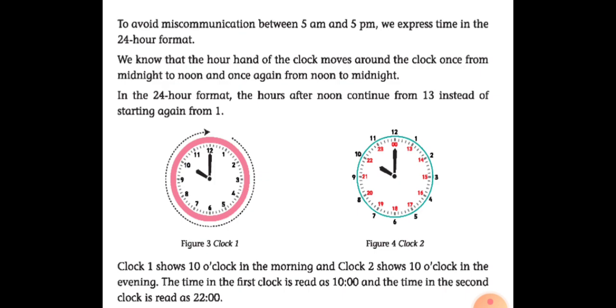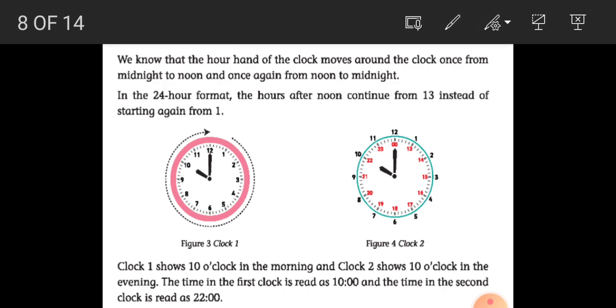Clock 1 shows 10 o'clock in the morning and clock 2 shows 10 o'clock in the evening. The time in the first clock is read as 10:00. Can you see? The short hand is in 10 and the long hand is in 12. In the second clock, the hour hand is at 22, and the minute hand is in 12, that is 0. So it is read as 22:00.